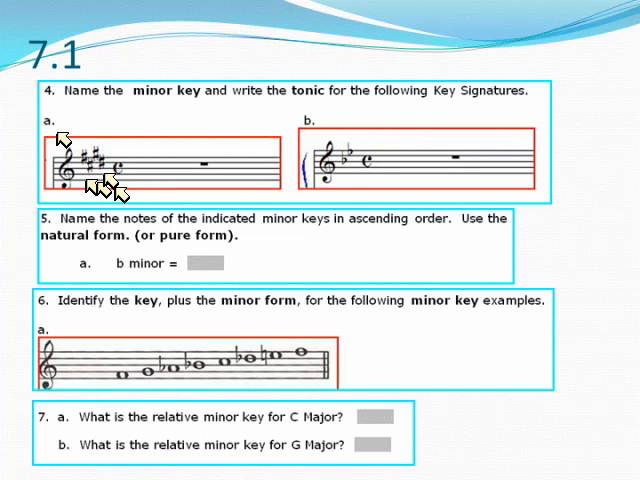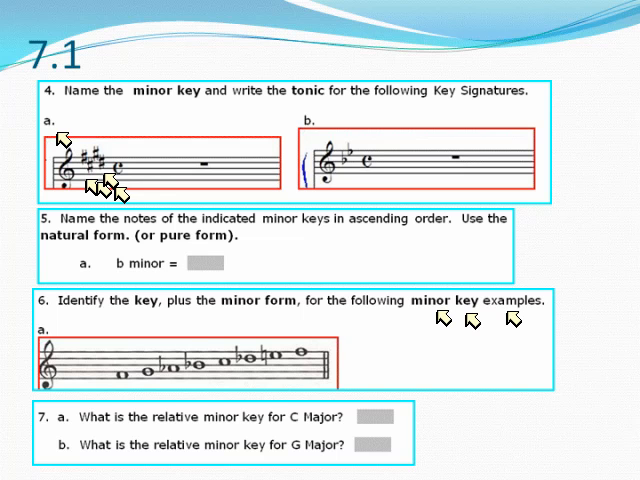I mean, if you can look in the book and just find these answers, they are there for you. Number 5, name the notes of the indicated minor keys in ascending order. Use the natural form so you don't change anything. So again, I look up there and I find B minor, and I find the names of the notes, and I type them right in there. Very simple.